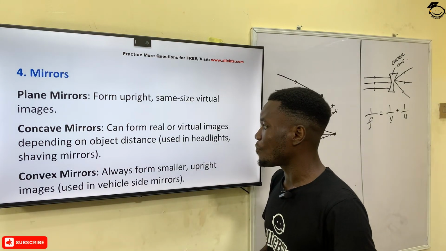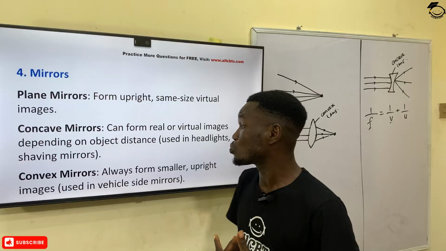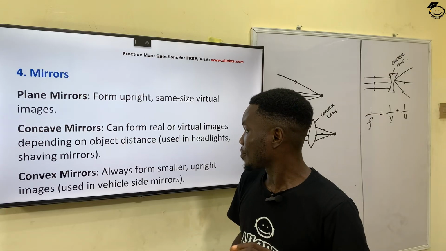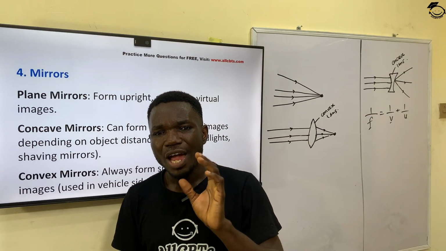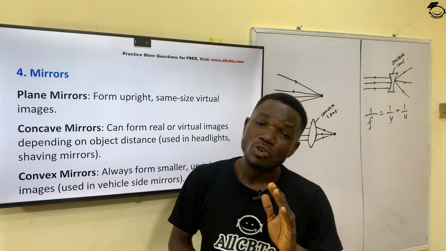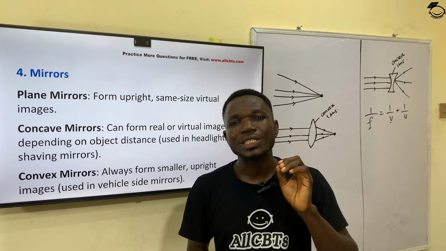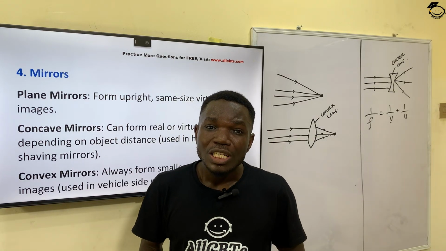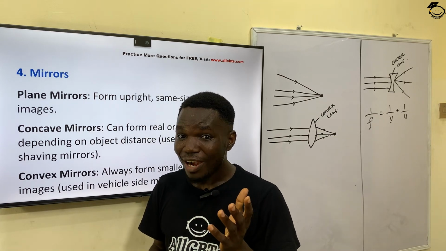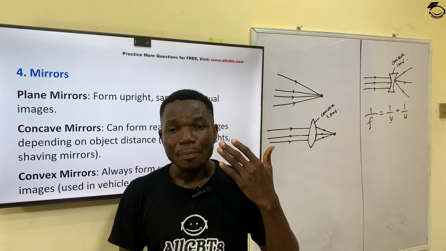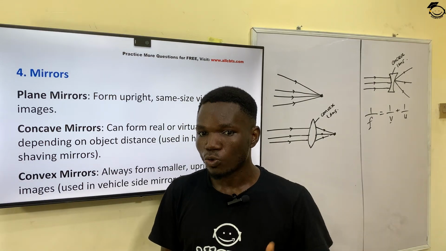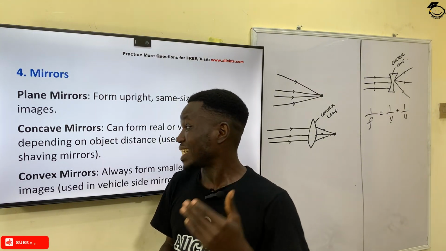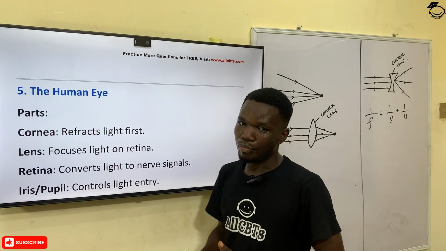So what is called the convex mirror. Now your convex mirror always forms smaller images. They always form smaller images that are upright, and they are used as vehicle side mirrors. That's why you discover that in your vehicle side mirrors, written on the mirror, you see that objects in this mirror are closer than they appear. Meaning that when you look inside the mirror, the objects are very small, as though they are far away, or the car that is coming behind you is appearing as though it is far away, but it is very, very close. So that's why they write it there, that objects in this mirror are closer than they appear. That is an example of a convex mirror.